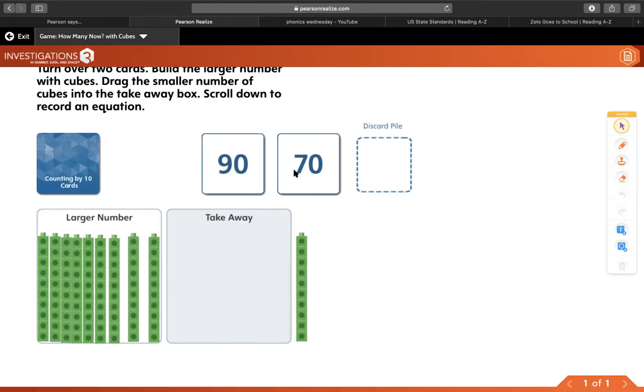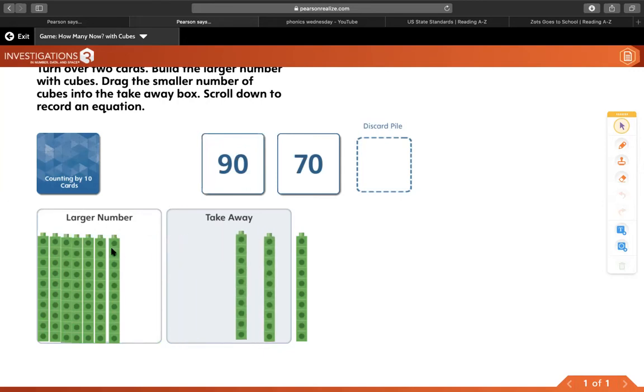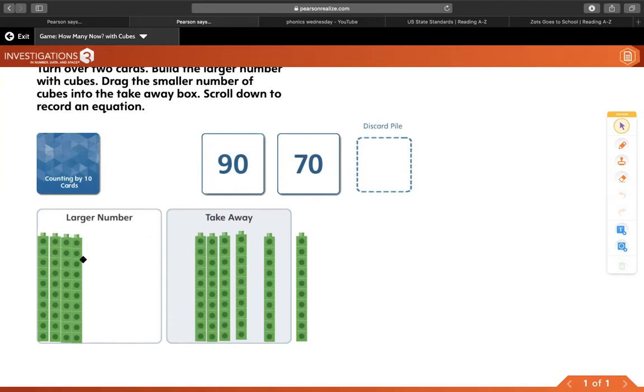All right, we need to take away 70 cubes or 7 towers of 10. So let's take away 7 towers of 10, which is 70 cubes. So 1, 2, 3, 4, 5, 6, 7. We took away 7 towers of 10 or 70 cubes.